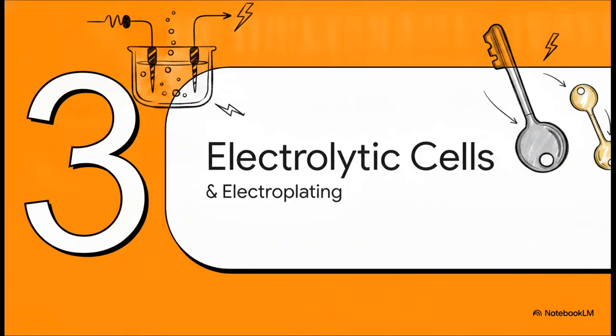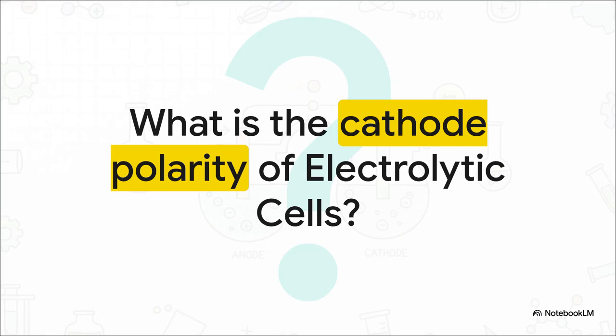Section 3. Electrolytic cells and electroplating. Now we're going to flip the script. We're going from spontaneous cells to forced systems. Here, we're no longer generating power, we're consuming it. So ask yourself, if we literally have to use an external power source to force a non-spontaneous reaction to happen, what does that do to the Gibbs free energy, our delta G? And how does that external power flip the charge on the cathode?